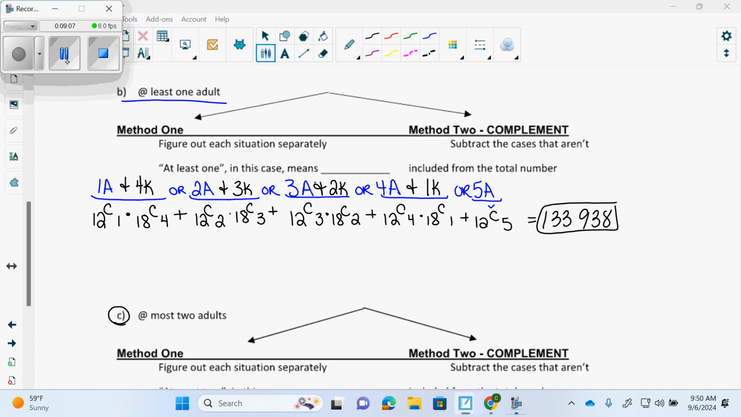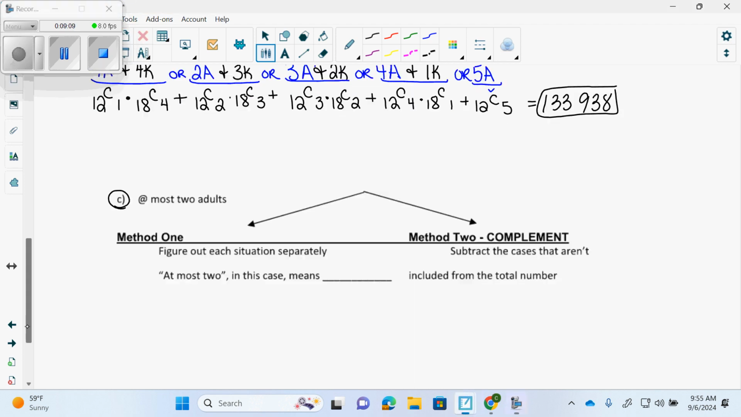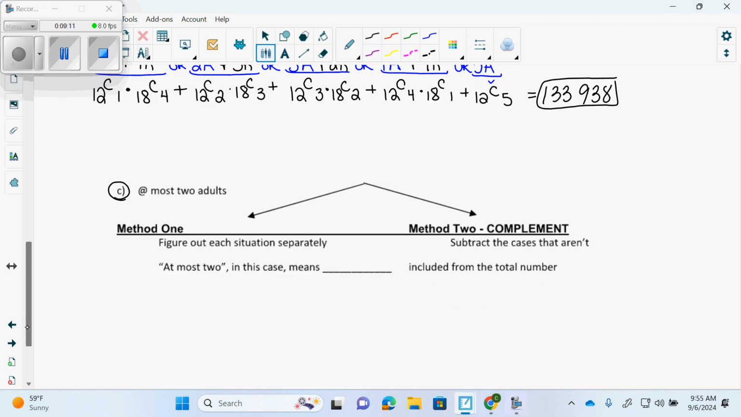Try this one. So it says at most 2 adults. So at most 2 means 2 or less. So I could have 2 adults or 1 adult or 0 adults. And then I have to supplement with kids. So this one's going to need 3 kids to make 5. This one's going to need 4 kids. And this one's going to need 5 kids.